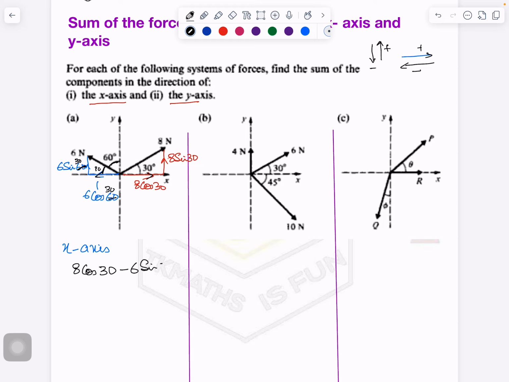I overlooked, but I identified immediately. So be careful. So now you will use calculator. It is 8 cos 30 minus 6 cos 30. So answer is 7.2619. So in 3 significant figures, 7.26 Newton along x-axis.